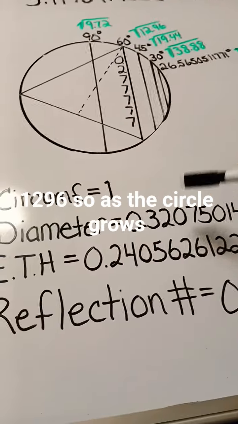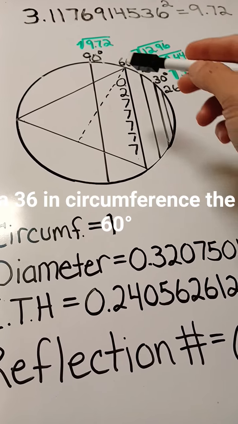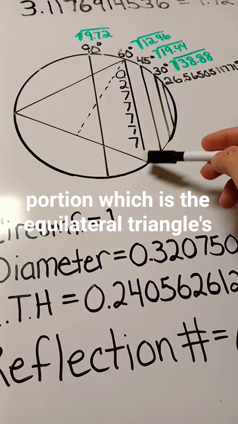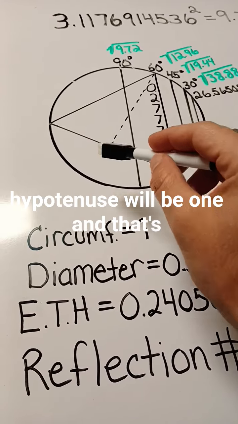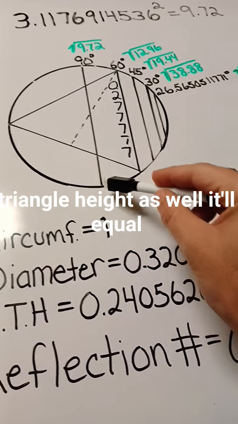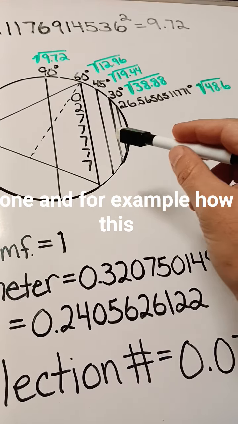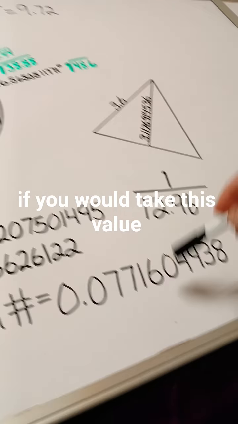1/12.96. So as the circle grows from a 1-inch circumference to a 3.6-inch circumference, the 60-degree portion, which is the equilateral triangle's hypotenuse, will be 1. And that's the diameter multiplied by the equilateral triangle height as well. It'll equal 1.